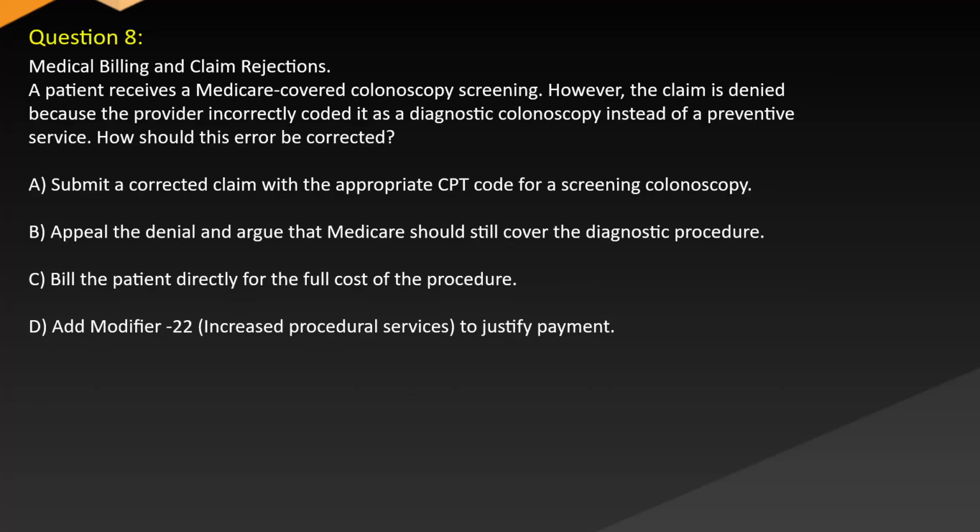Question 8. Medical billing and claim rejections. A patient receives a Medicare-covered colonoscopy screening. However, the claim is denied because the provider incorrectly coded it as a diagnostic colonoscopy instead of a preventive service. How should this error be corrected? A. Submit a corrected claim with the appropriate CPT code for a screening colonoscopy. B. Appeal the denial and argue that Medicare should still cover the diagnostic procedure. C. Bill the patient directly for the full cost of the procedure. D. Add modifier -22, increased procedural services, to justify payment.